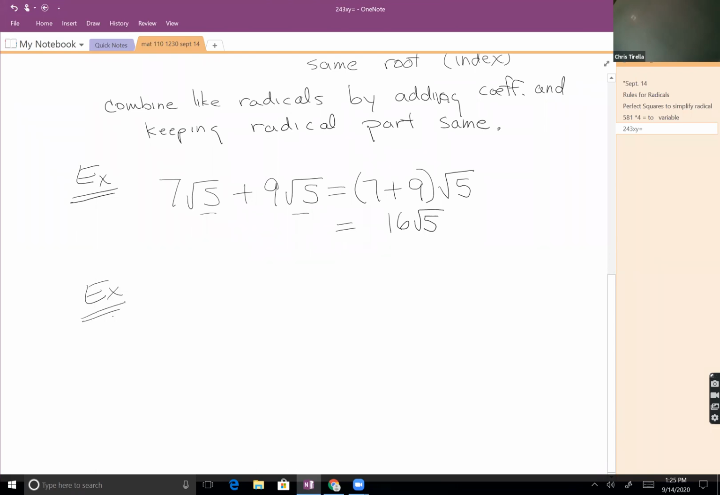Another example, if I have 10 square roots of 7x minus 6 square roots of 7x, I'm going to look at those radicals. Are they the same? Yep, so we'll just subtract the coefficients this time to get 4 radical 7x.